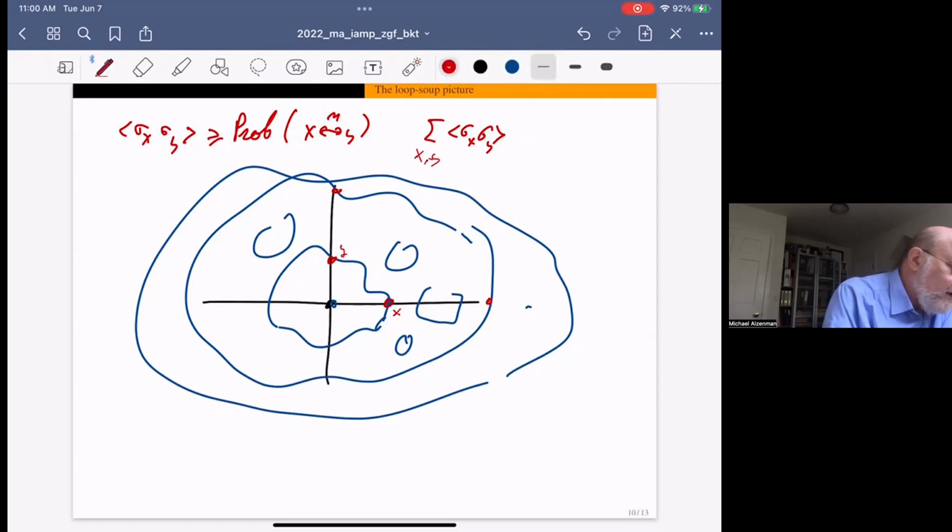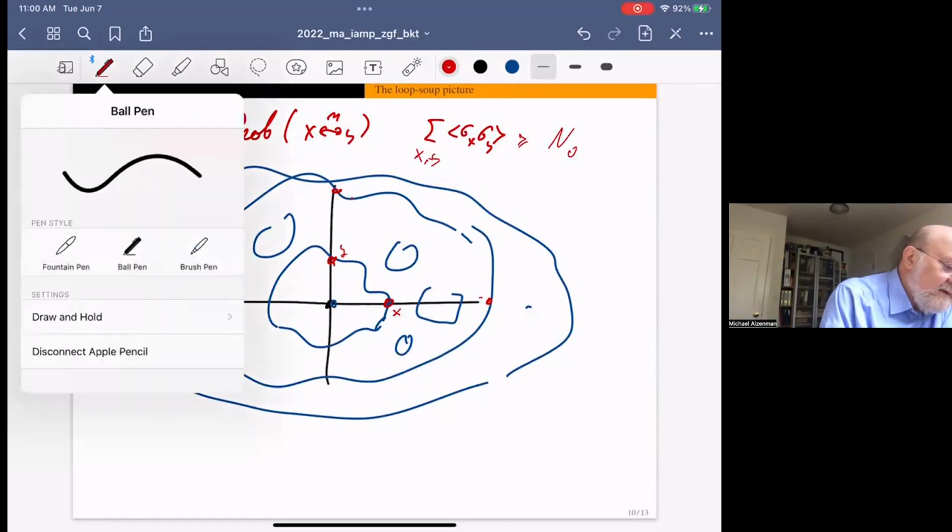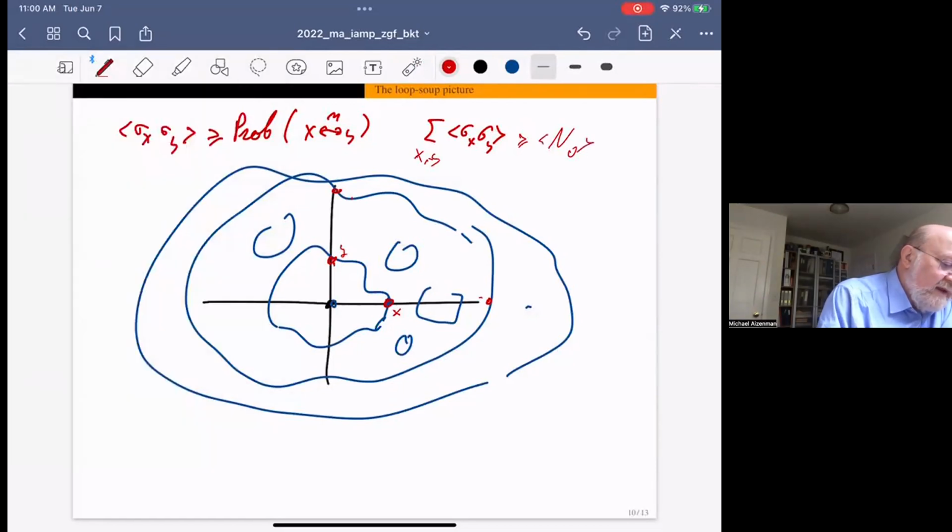That would be greater or equal than the number of loops encircling the origin, because each loop contributes at least a single pair for which this is satisfied. And from this, you see that if the expected number diverges, the sum of the 2-point function diverges.